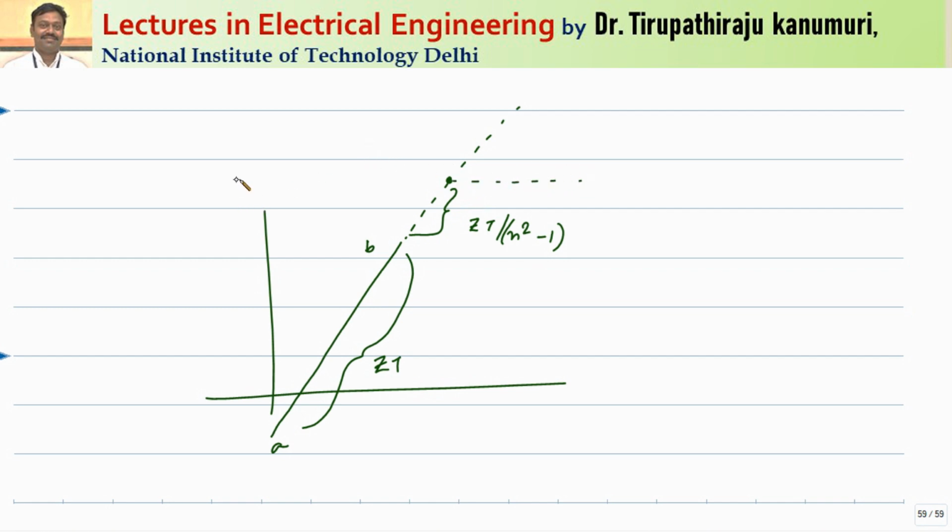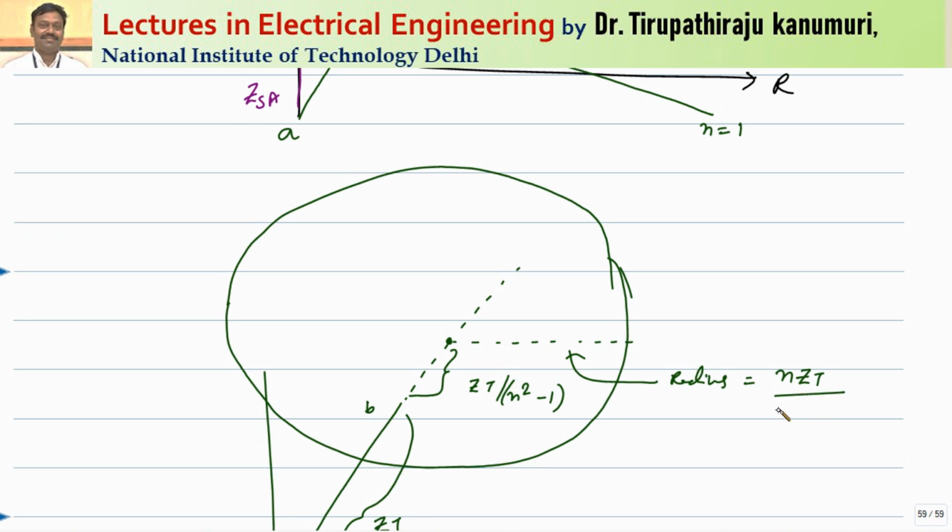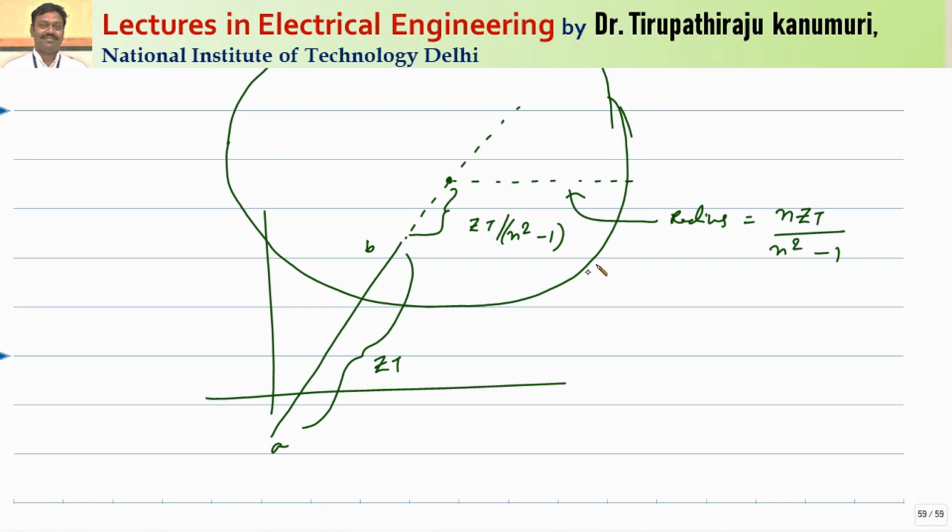So from this point, the radius with which your locus will come, let us assume I am drawing a circle. This circle will come like this. Some circle can come something like this. Sorry, because I cannot draw the exact circle here; drawing is a little bit difficult. So the circle has a radius, and the radius of this locus will be equal to n times ZT divided by n square minus 1.